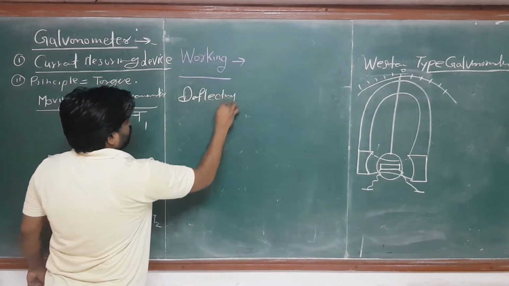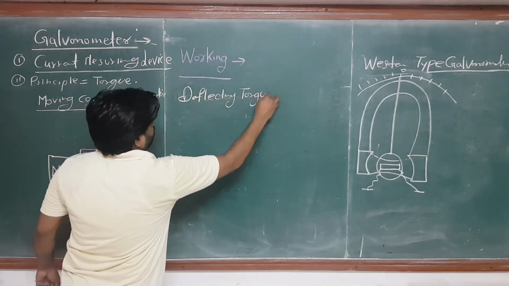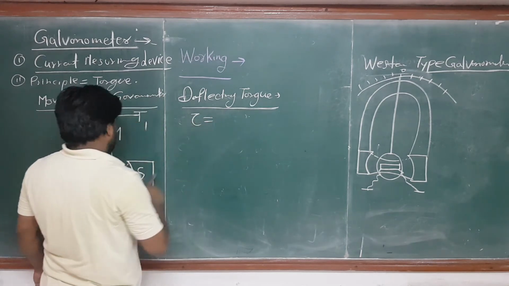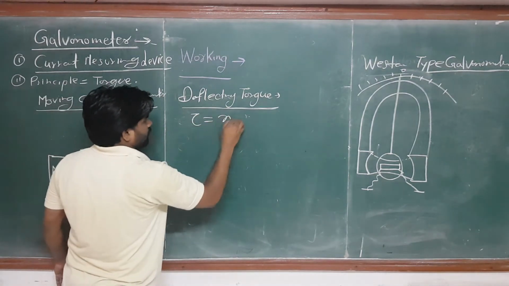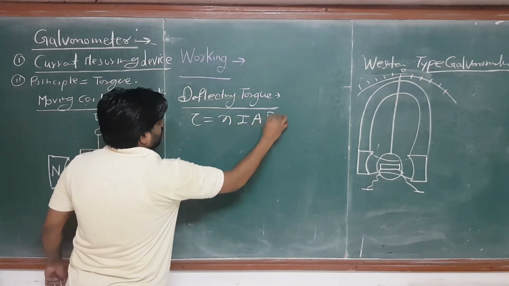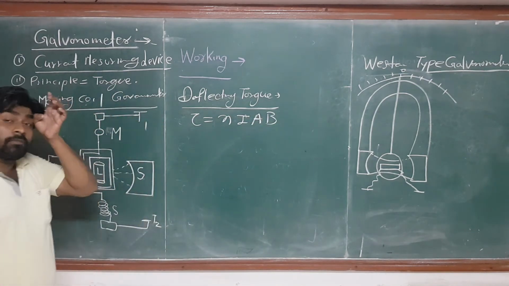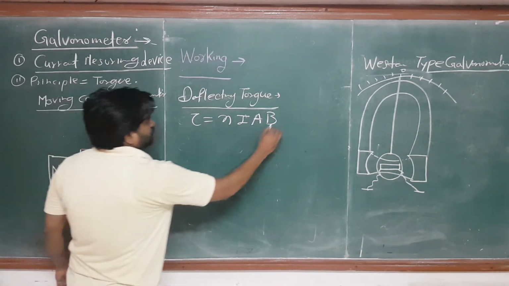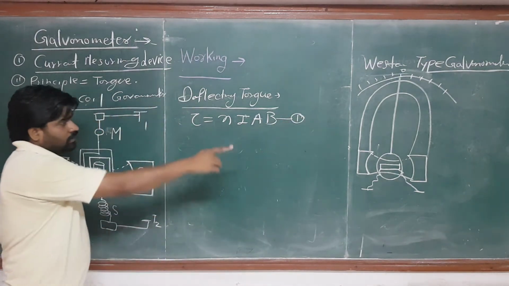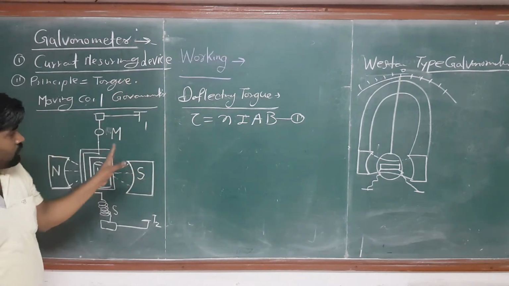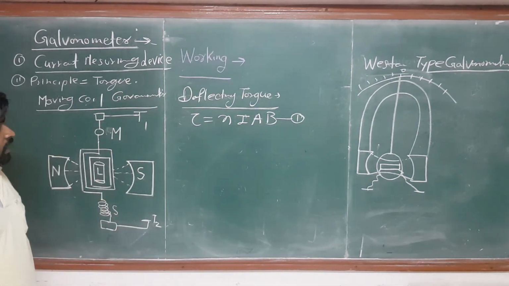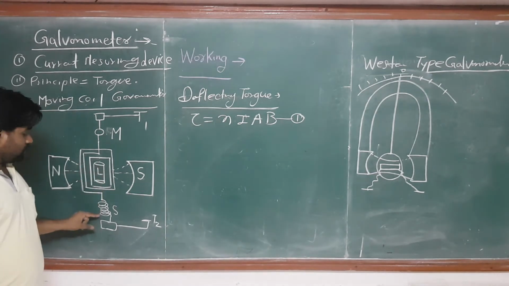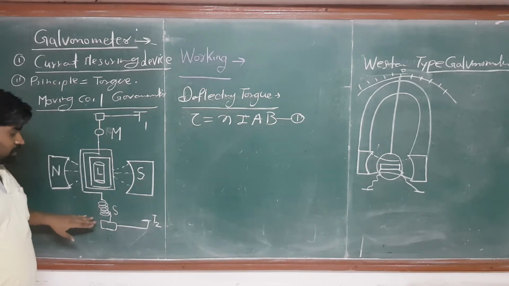Deflecting torque, right? The deflecting torque, tau, is equal to, say, the number of turns is N, the current is I, the area is A, the magnetic field is B. In the maximum condition, theta is 90 degrees. And this is called equation number 1. The working of these two galvanometers would be the same. And another point is, when this coil rotates, because this is fixed with the bronze strip here and this is the spring.